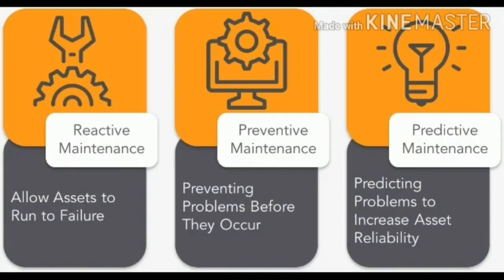So you can see how reactive maintenance allows assets to run to failure, while preventive maintenance aims to prevent failures before they occur, and predictive maintenance predicts problems to increase asset reliability.